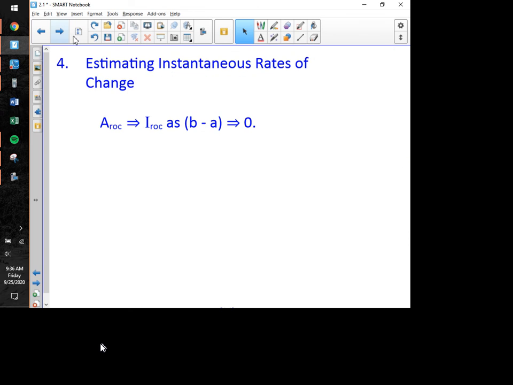All right, now you will notice that everything we have done in this section so far dealing with average rates of change, not a one here has involved anything that could be considered a calculus topic. Everything we've done up until this point, you guys have done already.